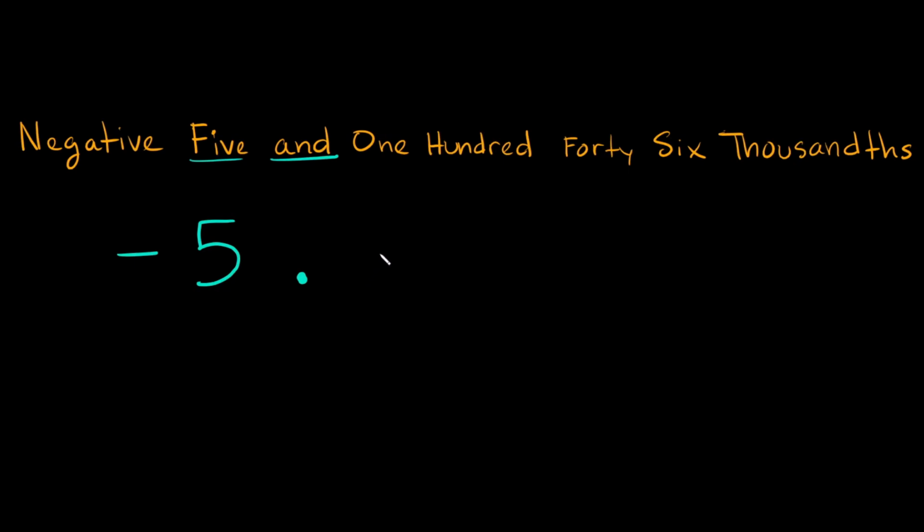146. Okay, so let's write that first. 146. Okay, and this has to end in the thousandths place. So let's check if it does. Okay, so this is in the tenths place, this is in the hundredths, and this is in the thousandths. Okay, so the last number we had here, 6, does end in the thousandths place. So this is correct. Okay, so -5 and 146 thousandths is the same thing as -5.146. So hopefully not too bad, okay?